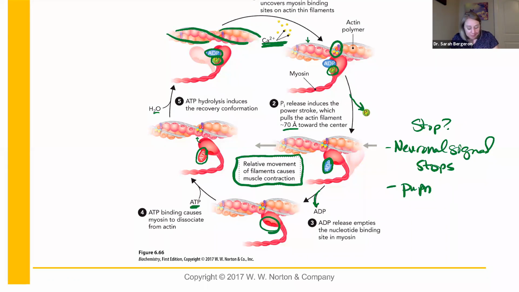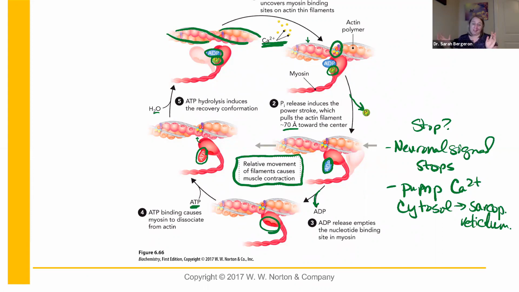You're going to pump calcium from the cytosol, and I want to put it back. Where did it come from? It came from the sarcoplasmic reticulum. Y'all know what that is, sarcoplasmic reticulum, right? So now you're actually moving against the gradient because the sarcoplasmic reticulum has so much calcium in it, it couldn't dump out all of it. So you're trying to push calcium back into the sarcoplasmic reticulum against the gradient.